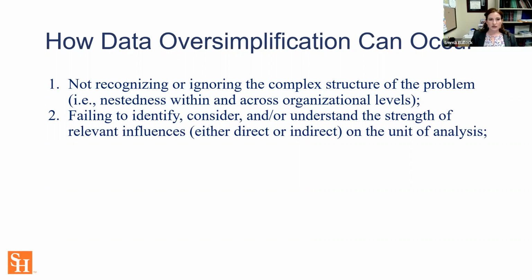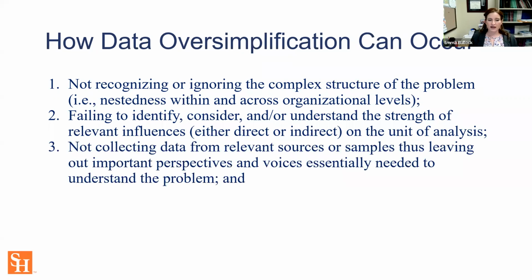So not only do we need to understand nestedness across organizational levels, but we also need to understand how different influences are impacting the unit of analysis, and they may not always be direct influences. The third way data oversimplification can occur is by not collecting data from relevant sources or samples, thus leaving out important perspectives and voices essentially needed to understand the problem.